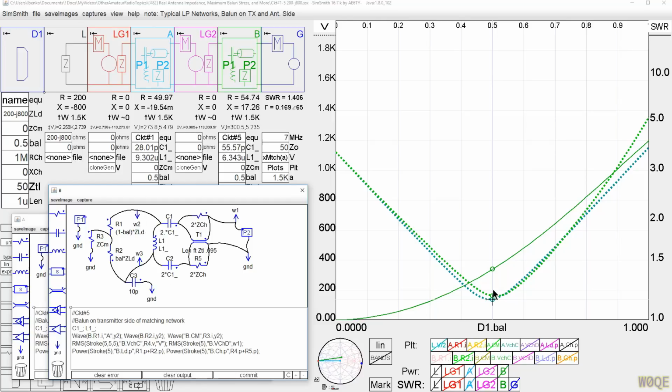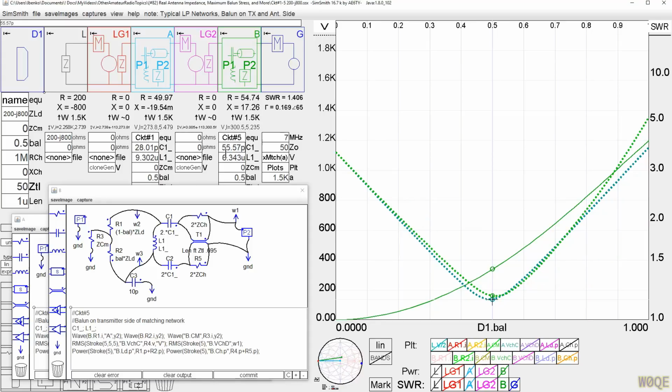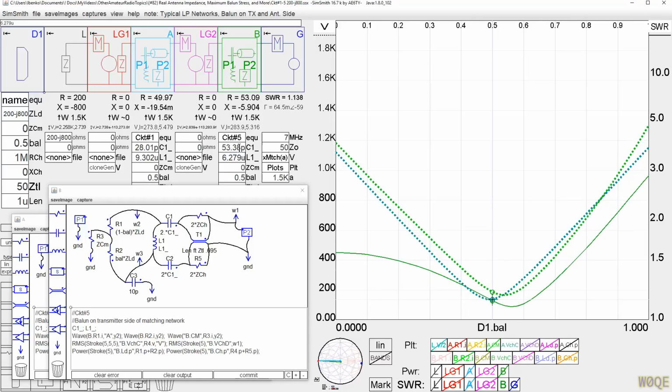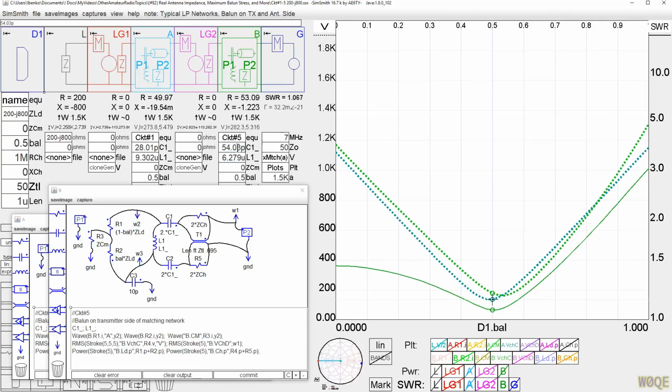We can see that it affected the voltage a little bit, and it affected the SWR, and I'd have to retune to get it back down again. It's only 1.4 to 1. Let's see if I can retune it. Now it's down to 1.1, and that's probably close enough. But what I'd like to show here is the difference in balance.